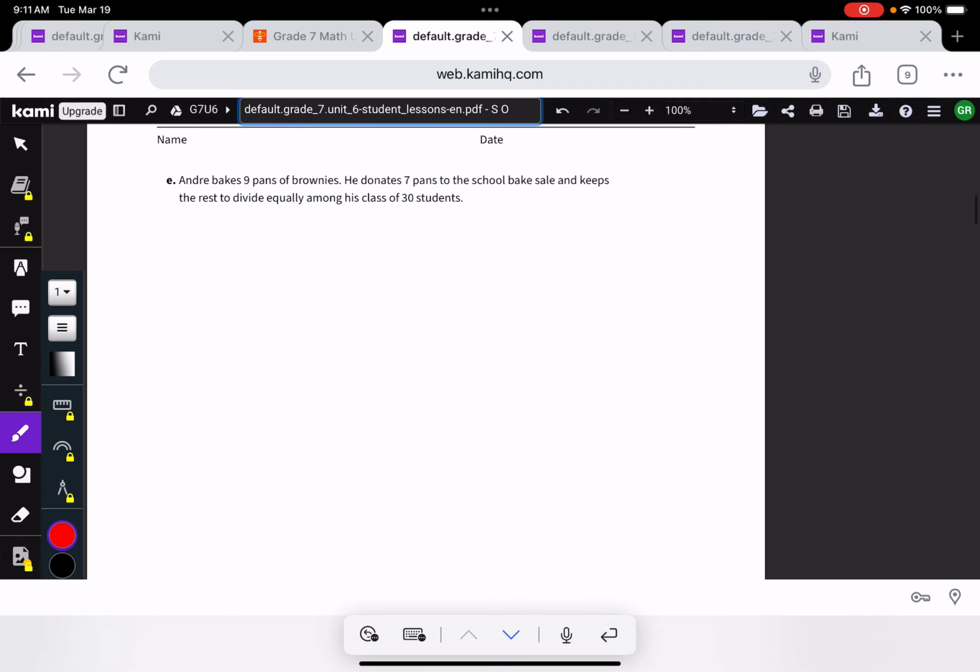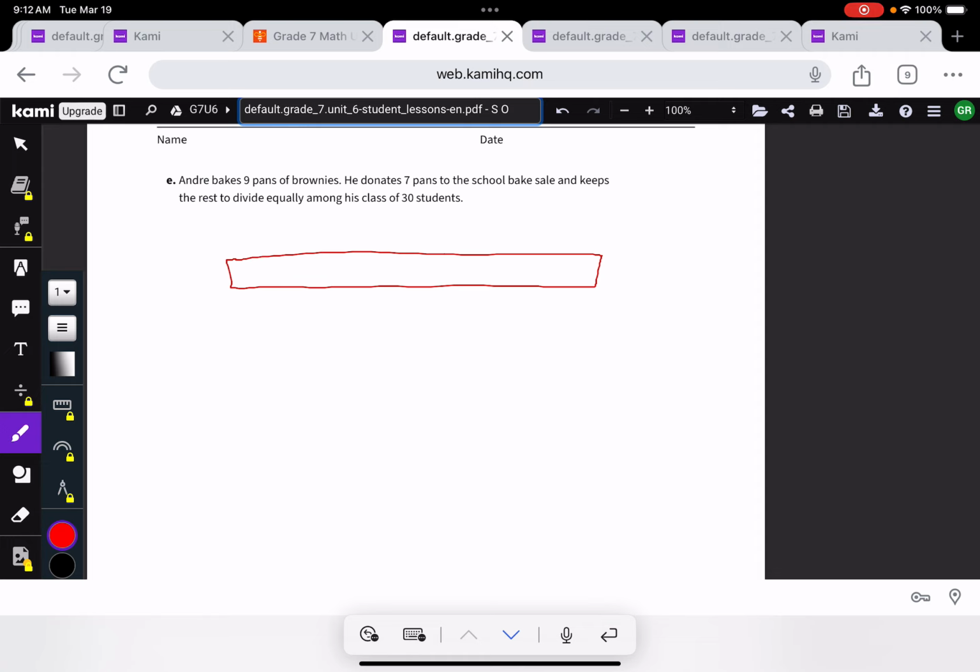And finally, this one's a doozy, kind of annoying. I want to skip it, but let's go ahead and look at it because this one's different than all the others. It says, Andre bakes 9 pans of brownies. He donates 7 pans to the school bake sale and keeps the rest to divide equally among 30 students. So this is relatively annoying, but I'm going to take a shortcut because let's face it, if he divided it among 30 students, then we technically need 30 X's, or 30 S's or whatever we want to use for students.